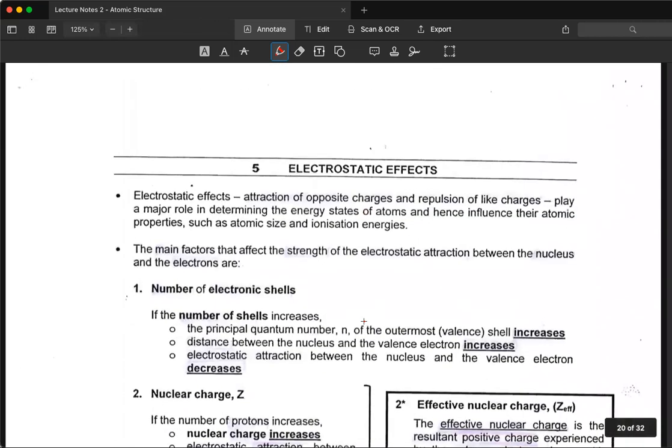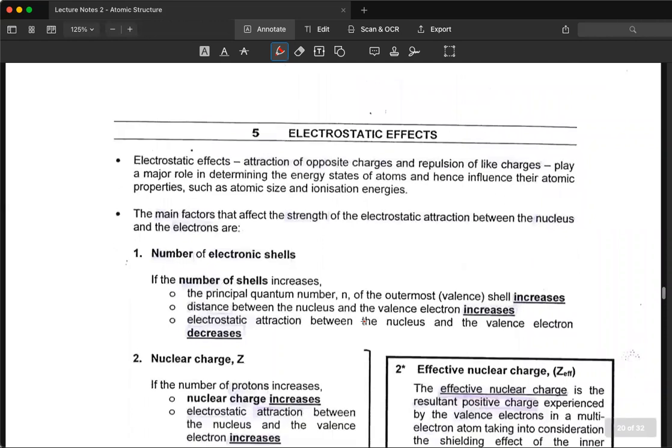Now, moving on to electrostatic effect. So what is it? Electrostatic effect is the attraction of opposite charges and repulsion of like charges, which plays a major role in determining the energy state of atoms and hence influences atomic properties like atomic size and ionization energy, which we will elaborate later on.